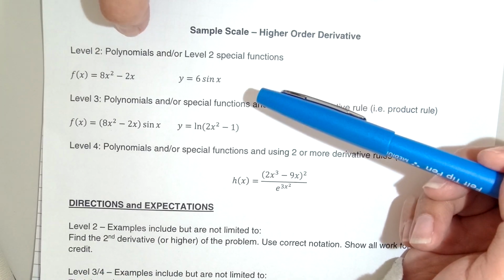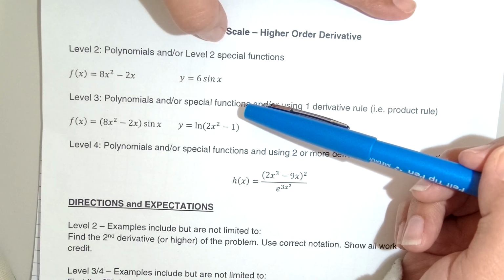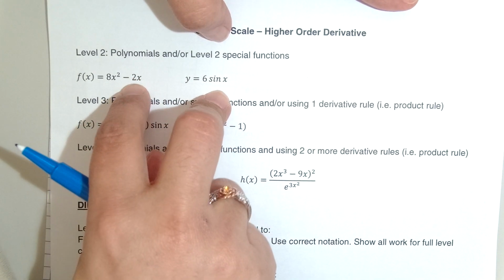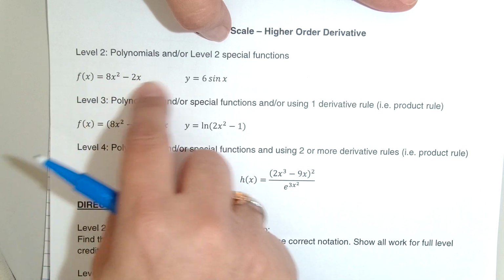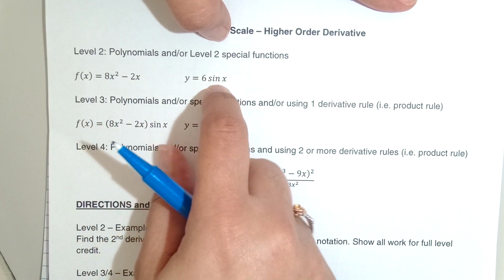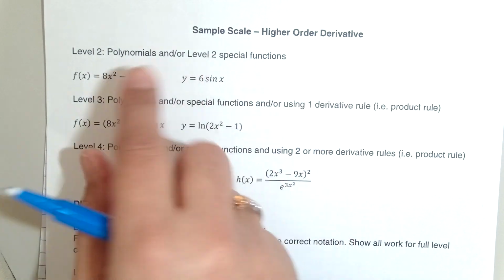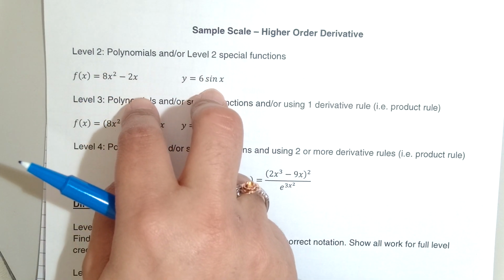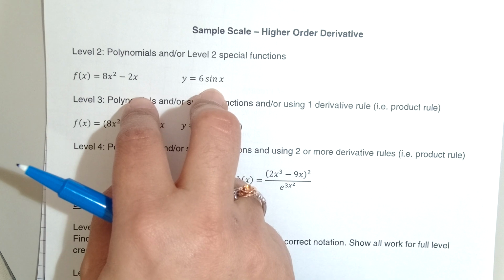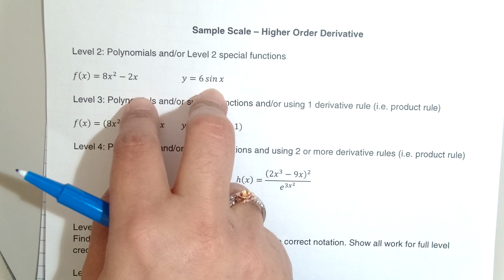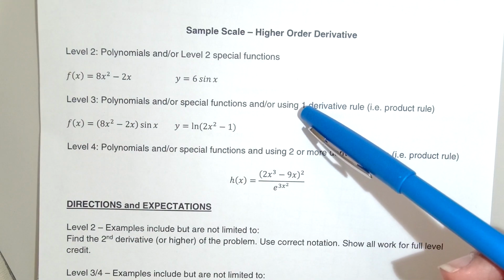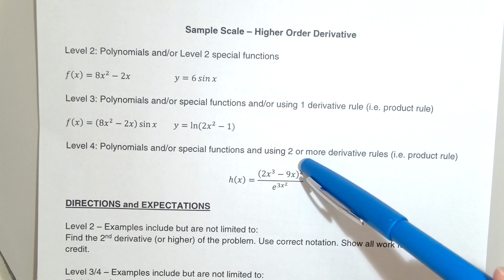Level 2 will be polynomials or special functions level 2. So you're only going to have problems that look like this or problems that look like this with special functions. So sine, cosine, natural log, e to the x. Keep in mind these are only examples. I can't write all the ways that you can see the problem. These are just 2 examples. Level 3 we'll work on tomorrow, and level 4 will be during a pause day.